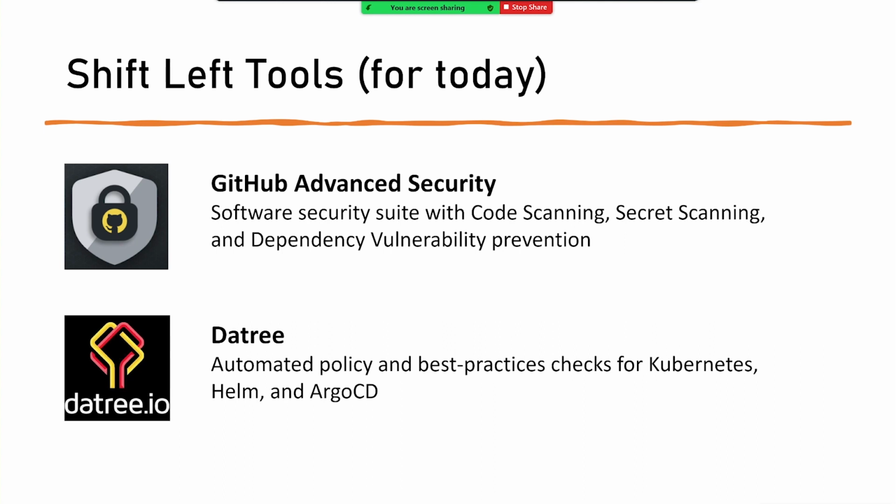So what those tools do is, GitHub Advanced Security allows you to have tools, again, in your pipeline to secure your code, making sure that you don't have secrets in your code, and making sure that all your dependencies are not vulnerable and are managed correctly. And what Datree does is taking this and also extending it to Kubernetes.